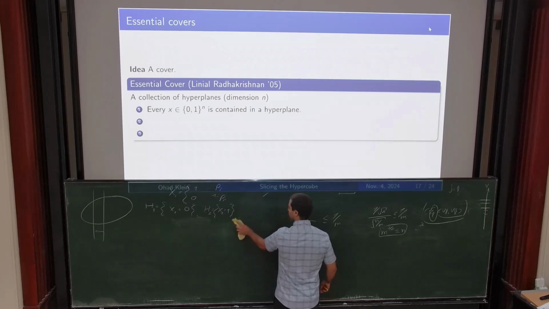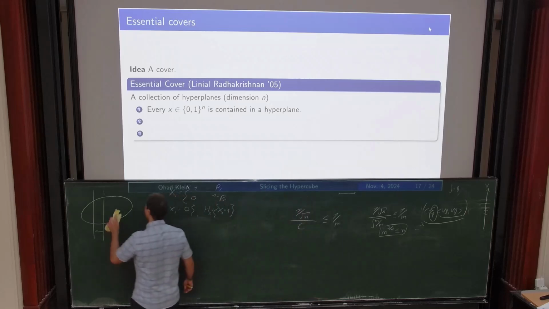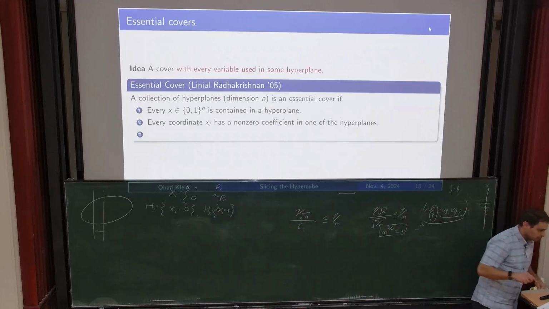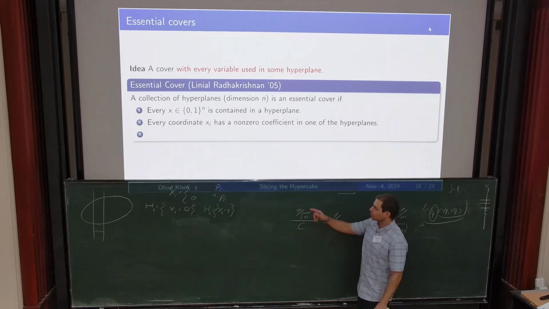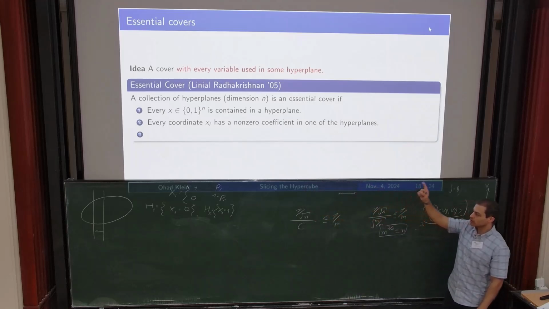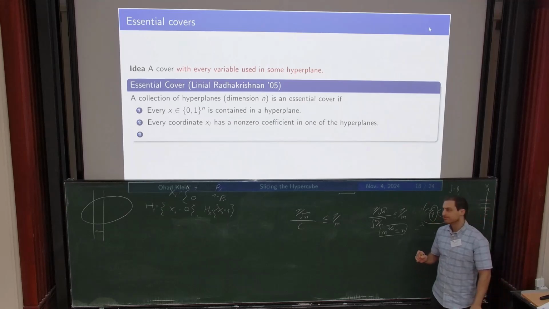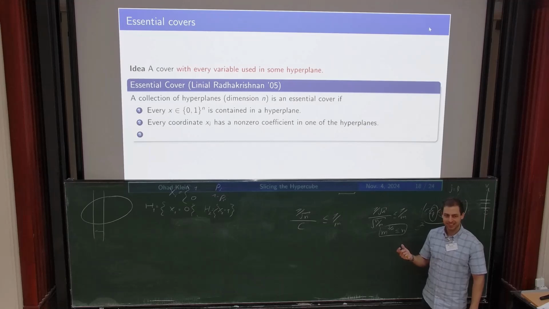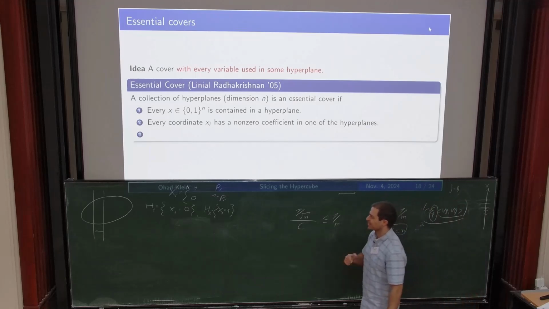Okay, so we need to add something to this definition. What they do is require that every coordinate has some non-zero coefficient in one of the hyperplanes. Well, does this formulation make sense? I mean, you can see that there is 3 there, so no.